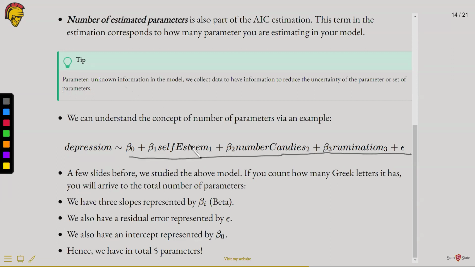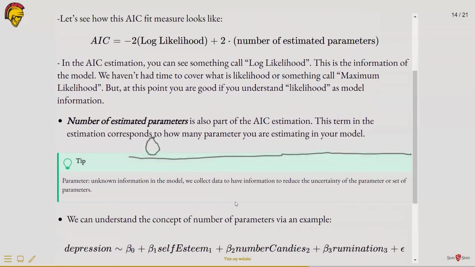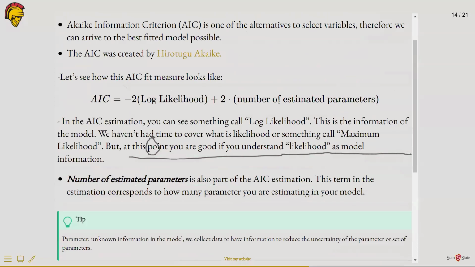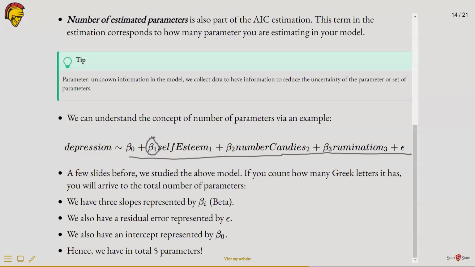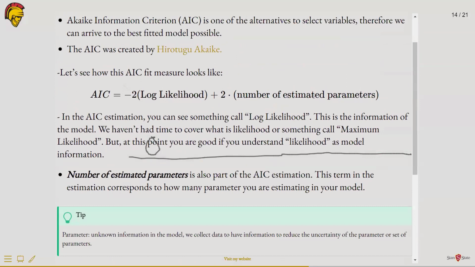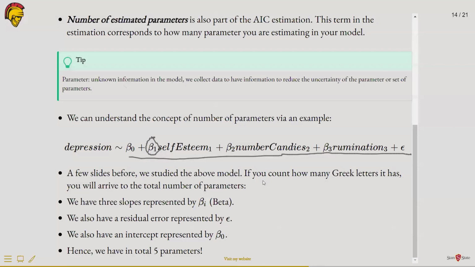So we don't know the values for beta. We know the values for self-esteem because we collected data about self-esteem. We have data in our data set related to number of candies and rumination, but we don't know the slope, right? So in this new fit measure, what we do is to add here the number of parameters. In this case, we would add 5, because it has 5 parameters. So what Akaike is doing is imposing a penalty on this fit measure by the number of parameters.